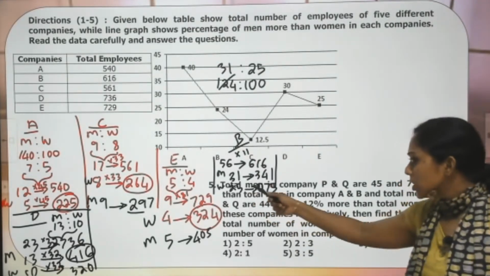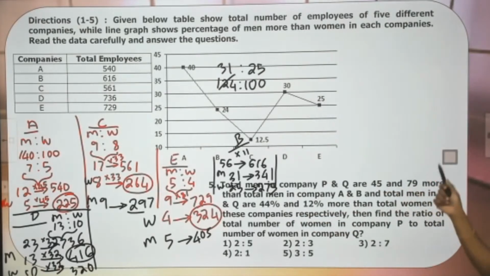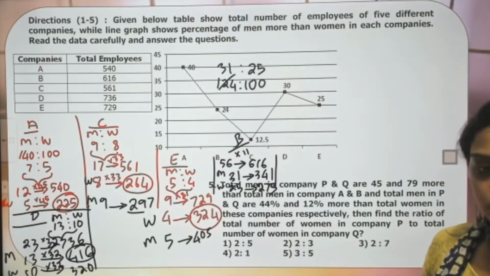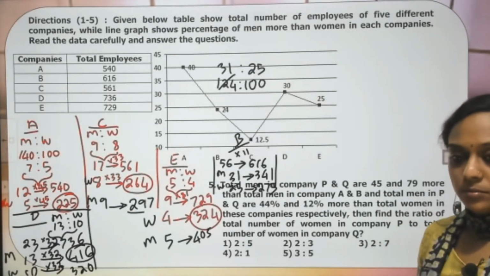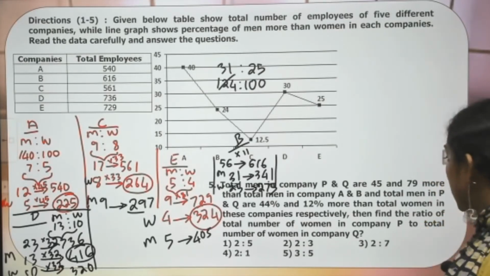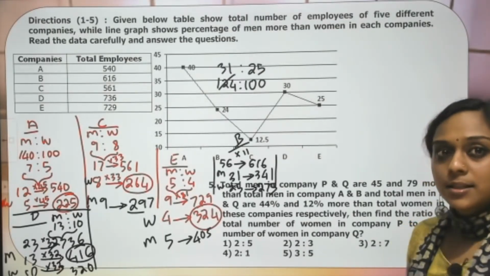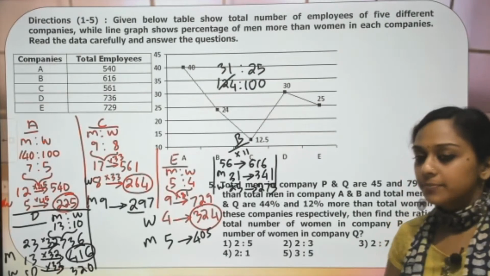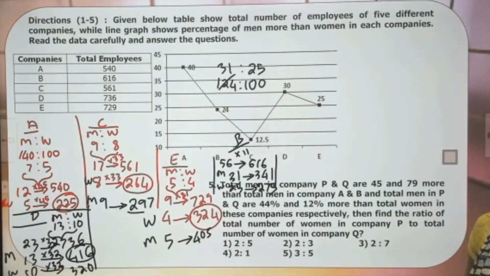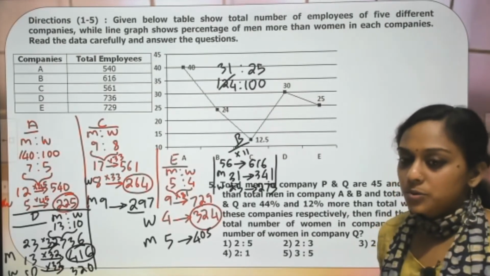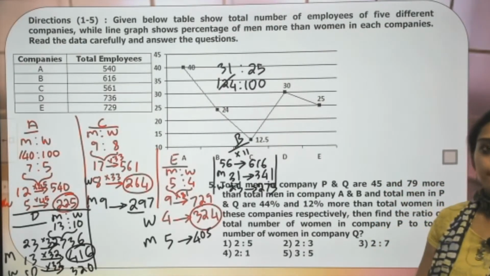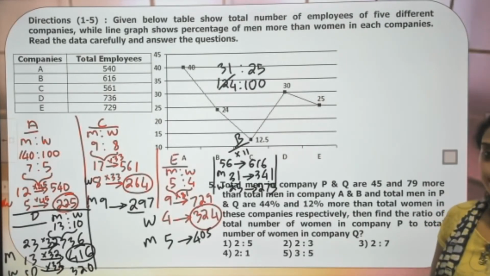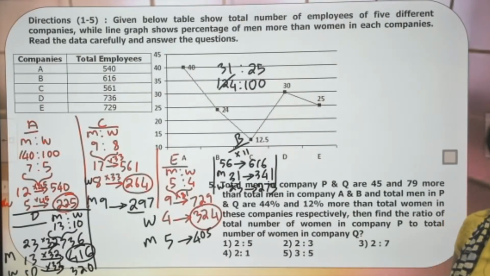So starting of the question is, total men in company P and Q are 45 and 79 more than total men in company A and B.